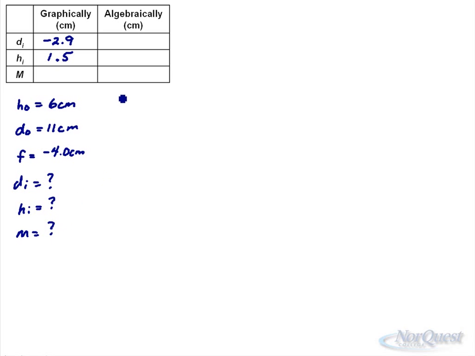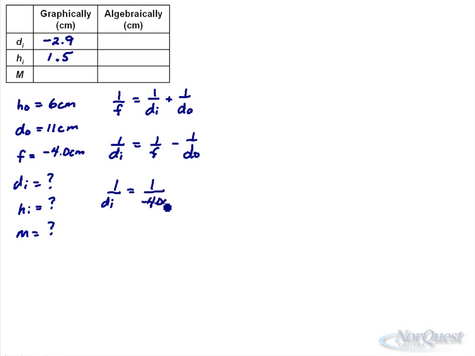Start with the formula. 1 over f equals 1 over di plus 1 over do. Again, manipulate for di. So 1 over di equals 1 over f minus 1 over do. Make sure you put the appropriate sign in. 1 over negative 4, that's the biggie, minus 1 over 11. And again, punch it in, then reciprocal the answer.